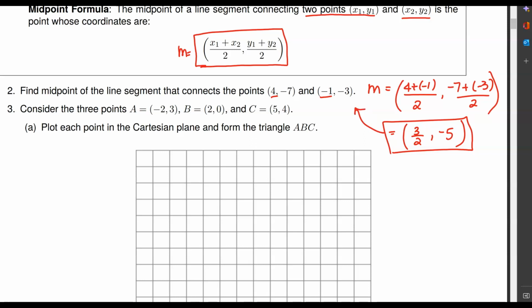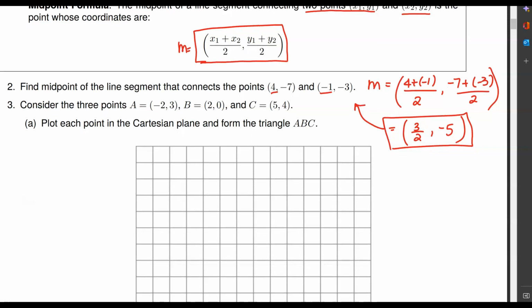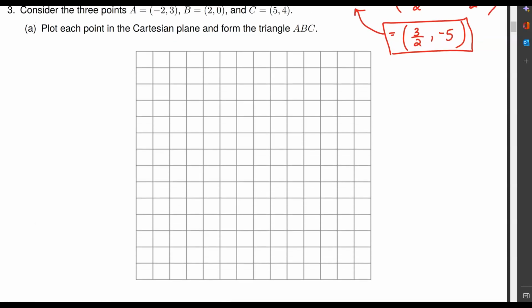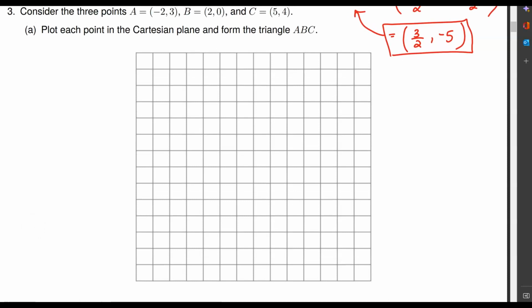All right, look at this. Consider the 3 points A, -2, 3, B, 2, 0, and C, 5, 4. We're going to plot each of these in the Cartesian plane, and we're going to create a triangle ABC. So let's go ahead and draw our axes. We are going to have some negative numbers. So let's go about here. We're going to pretend that's a straight line. And here. All right, so once we have our axes, we're going to go ahead and plot these points.